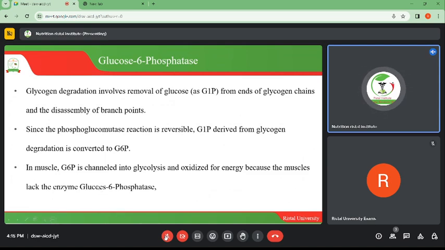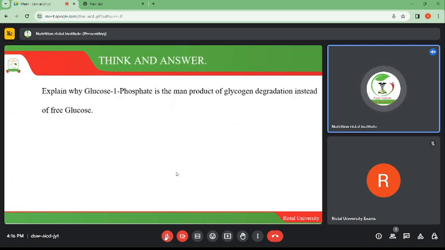There's a spelling error that I'm seeing right there. So glucose 6 phosphatase converts this glucose 6 phosphate to free glucose. However, this cannot happen in the muscles because the muscles lack this very enzyme. So that's exactly the answer to our question here. Explain why glucose 1 phosphate is the main product of glycogen degradation instead of free glucose. You can think about it.